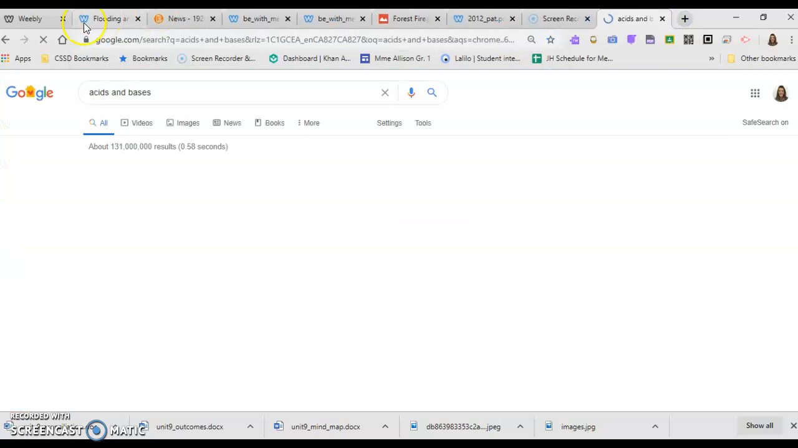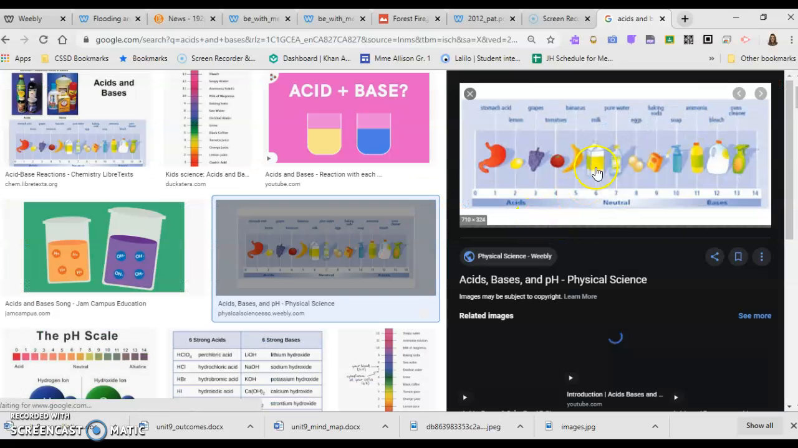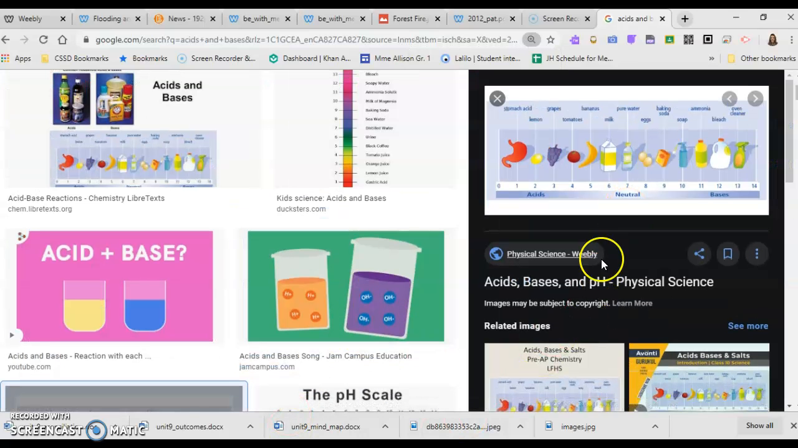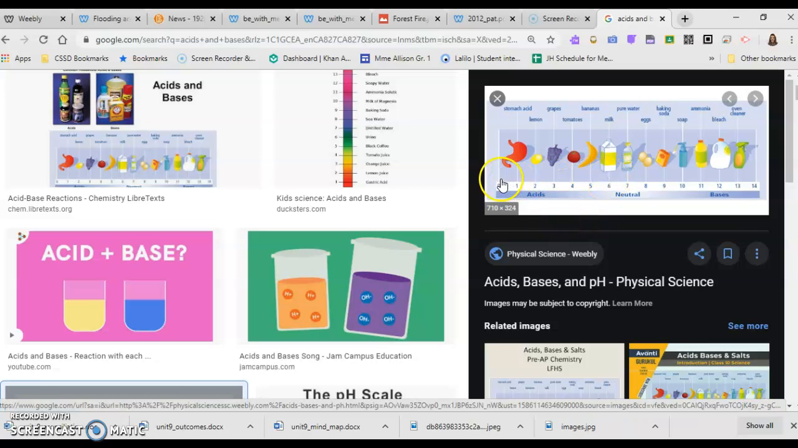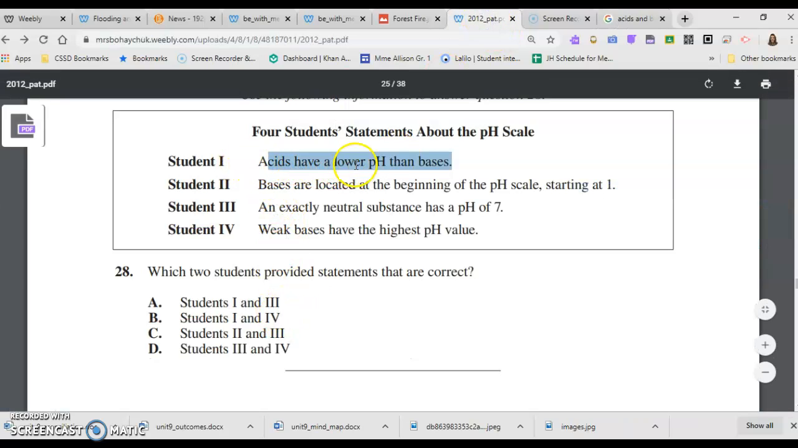Okay, let me grab you a picture quick. Okay, let's use this one. Okay, so our acids are between 0 and 7. Neutral substances are 7, and 7 and higher to 14 is a base. Okay, let's go back to our PAT. So acids have lower pH than base. True. Bases are located at the beginning of the pH scale, starting at 1. No, that's acids. So this guy's wrong.